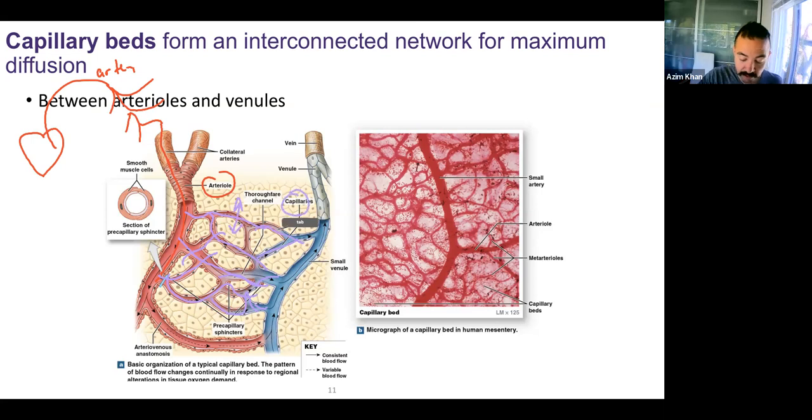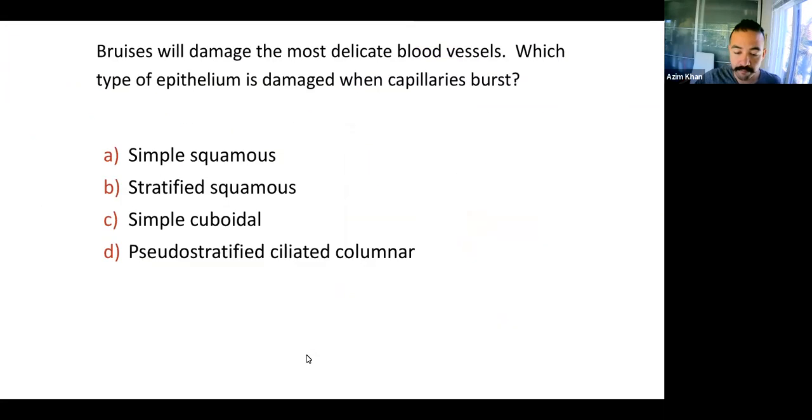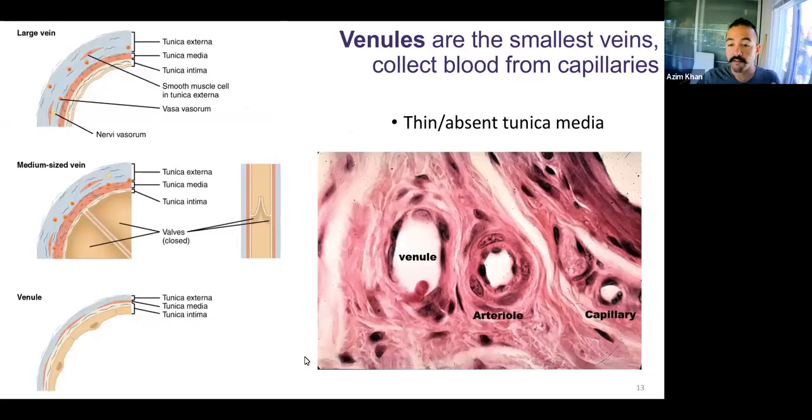And then you return the deoxygenated high waste blood in veins. Specifically, the smallest veins are known as venules. So venules, we're making our way back to the heart after capillary exchange. Venules are the smallest veins. They collect blood from capillaries. They have a very thin or absent tunica media.